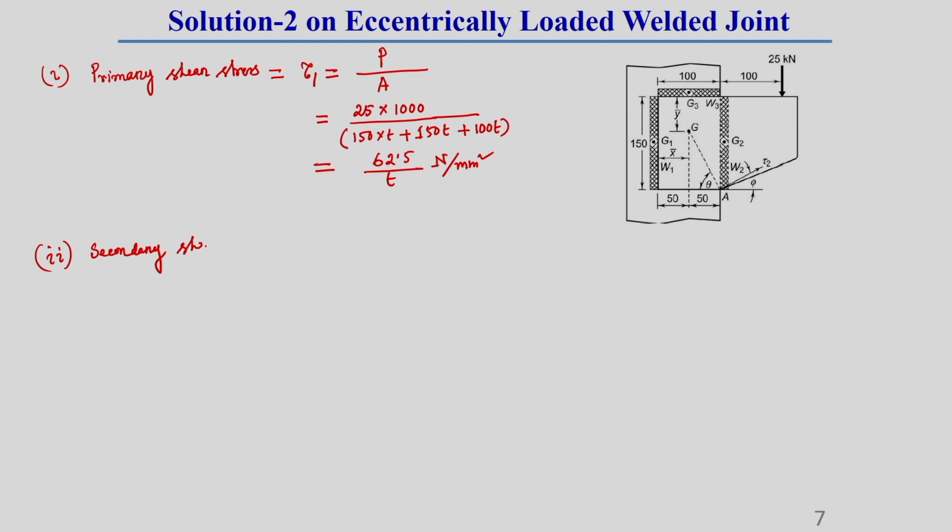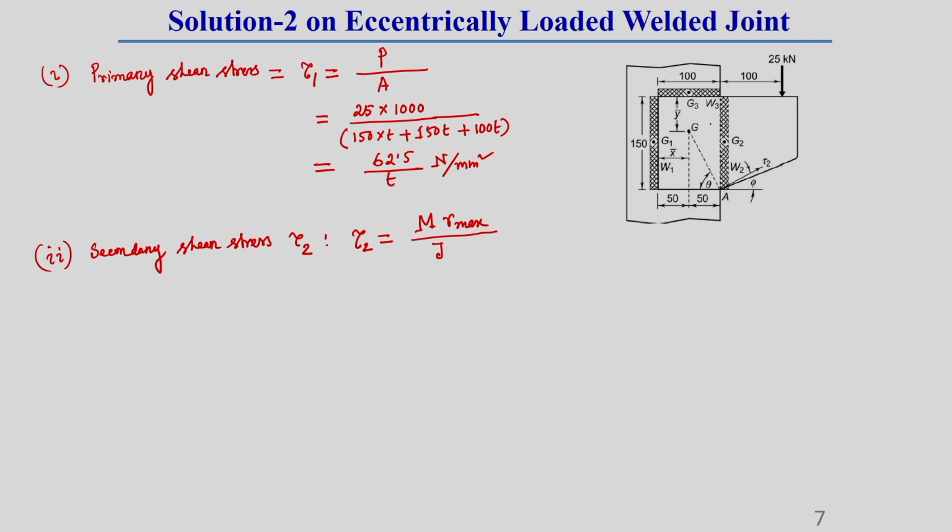Secondary shear stress. So, what is secondary shear stress? Secondary shear stress tau 2 will be equal to couple M into R max, this you should keep in mind, divided by J, the polar moment of inertia of all weld. This we have to find out. So, here the polar moment of inertia of all weld and R max we have to find out.